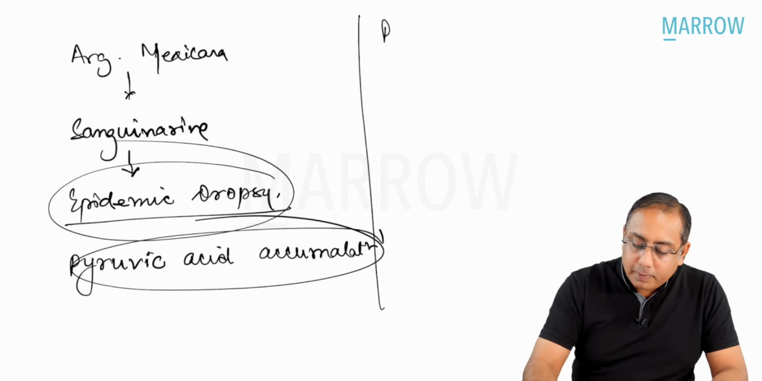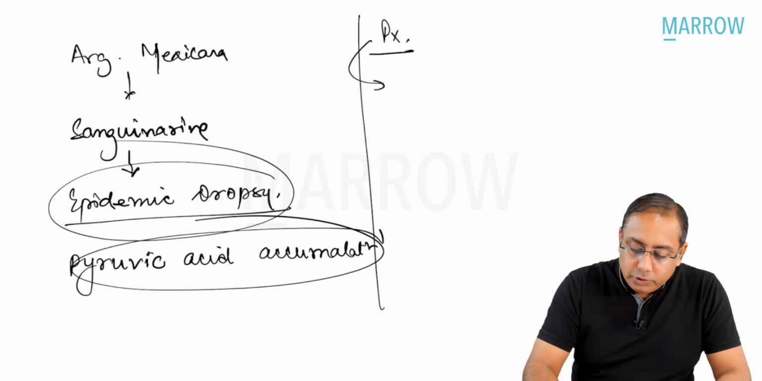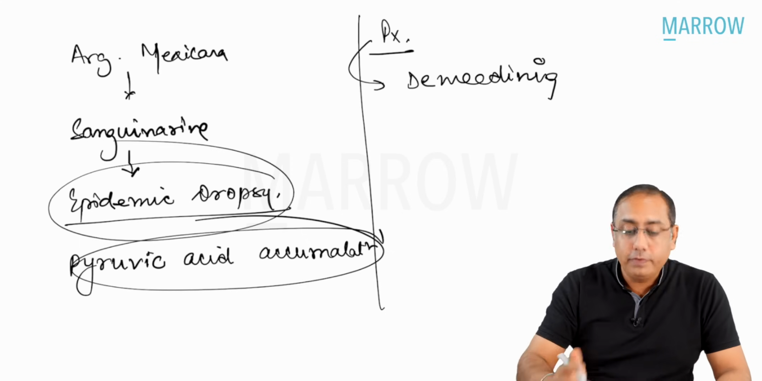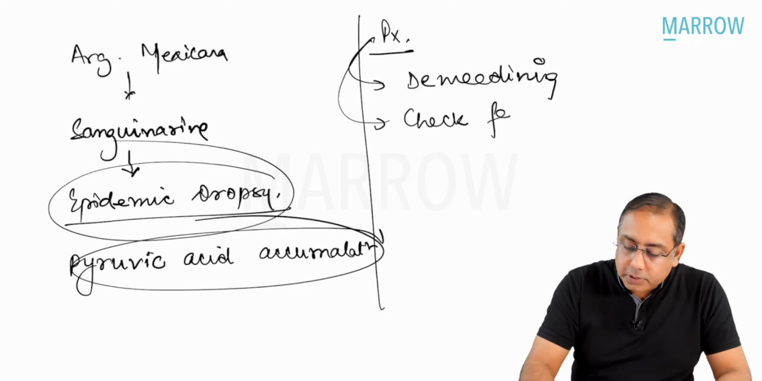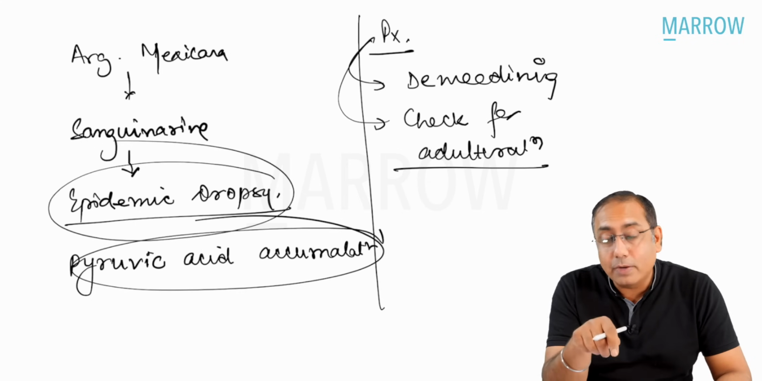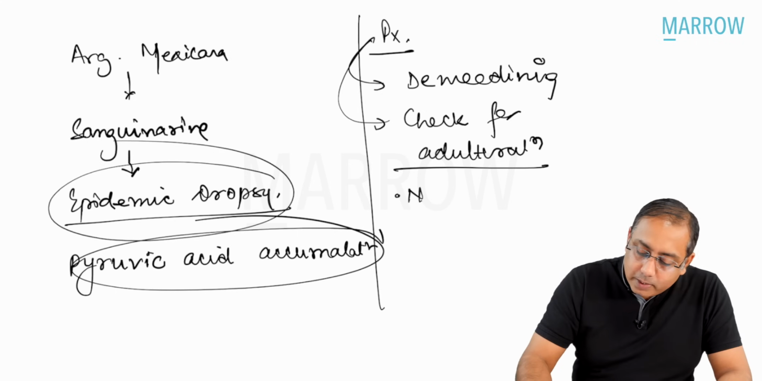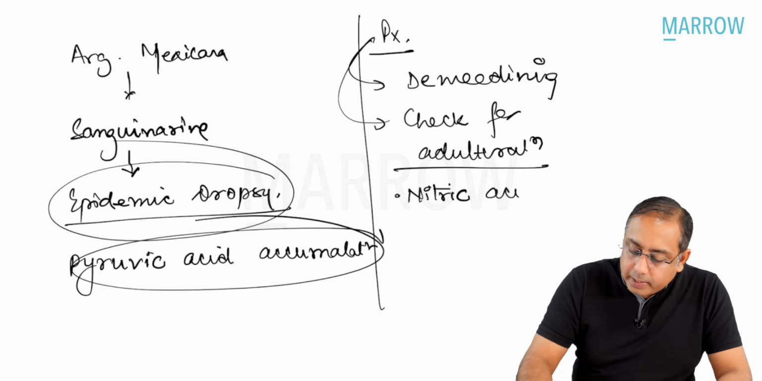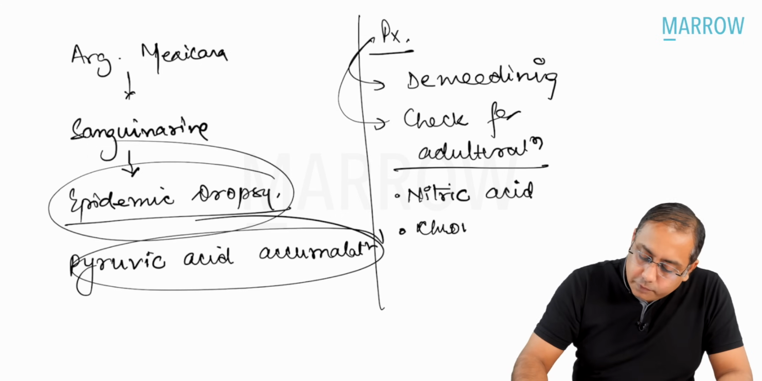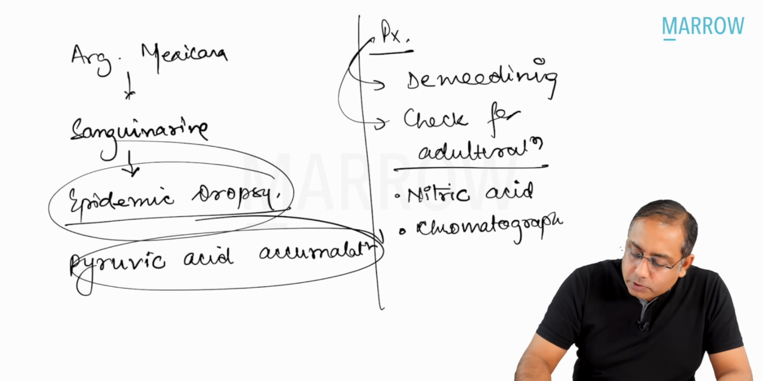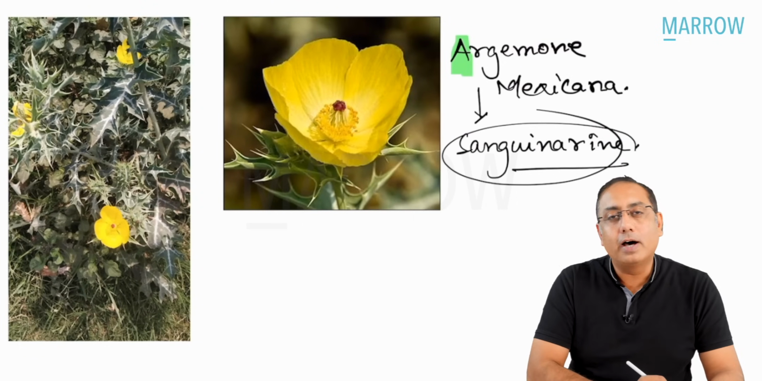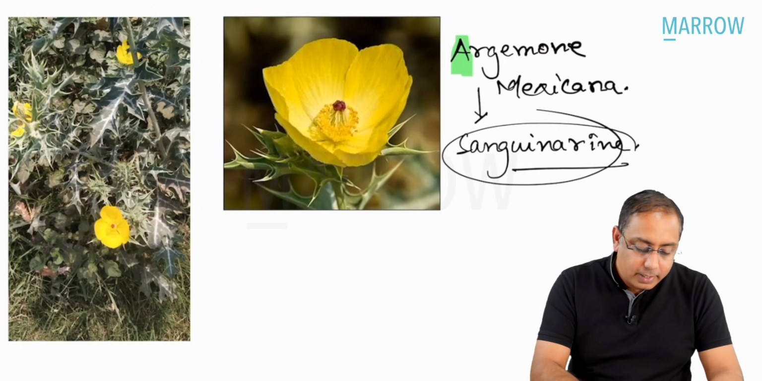How do we prevent epidemic dropsy? What is the prevention? You have to do de-weeding, removing the Argemone mexicana from the mustard field, or we can also check for adulteration. In the field area, beta, how do we check whether there is sanguinarine or Argemone in the mustard field? We can do a nitric acid test, which is done in the field area. It's a very crude test. Or we can also use a chromatography test, which is of course more sensitive. It is a more laboratory-based test. We can use a chromatography test to test for Argemone mexicana or sanguinarine adulteration in the mustard oil.